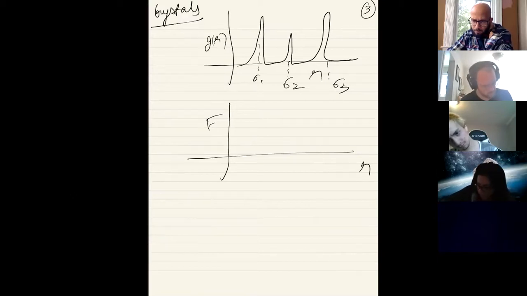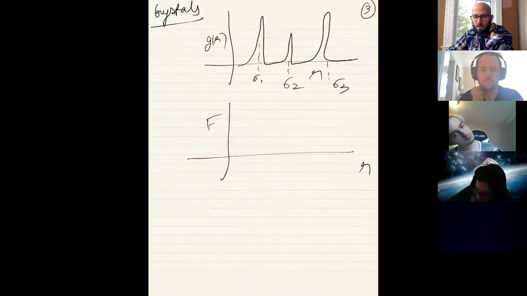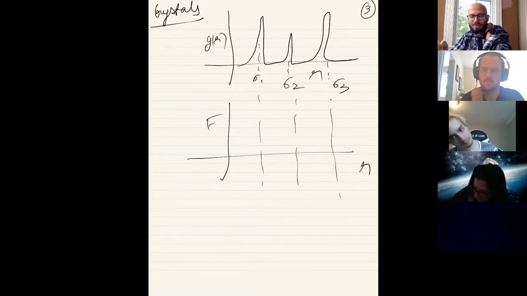And here it's going to be a bit more interesting, because in the previous case the G of R climbed up and then stayed constant, right? Here the G of R goes up and then goes down. So does anyone want to help me? How will the average force look over here? You can use your intuition.